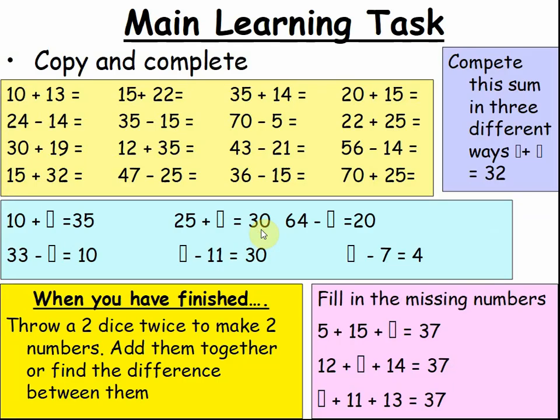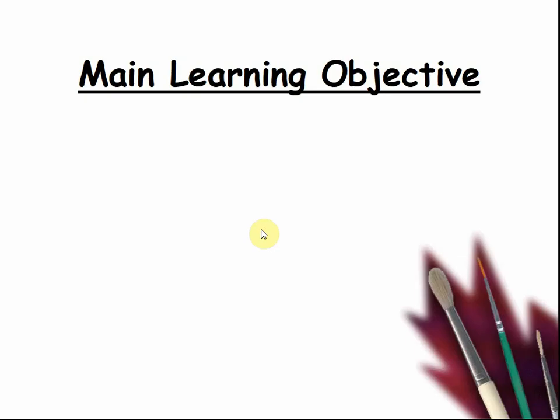This is the main learning task. Copy and complete. Complete this sum in 3 different ways. When you have finished, throw a dice twice to make 2 numbers, add them together, or find the difference between them. Pause the video to complete these tasks.